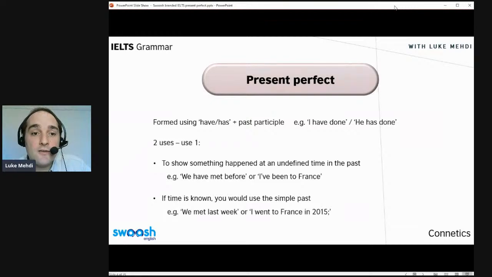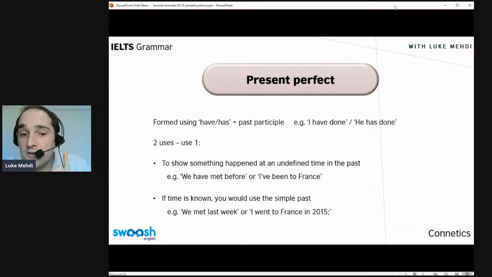The present perfect is formed using have or has and a past participle. So for example, I have done or he has done something. There's two ways to use the present perfect. You might use it to show that something happened at an undefined time in the past or an unknown time in the past. For example, we have met before, or I've been to France. I'm not telling you when these things have happened. You just know that at some time in the past, I have been there, or we have met.